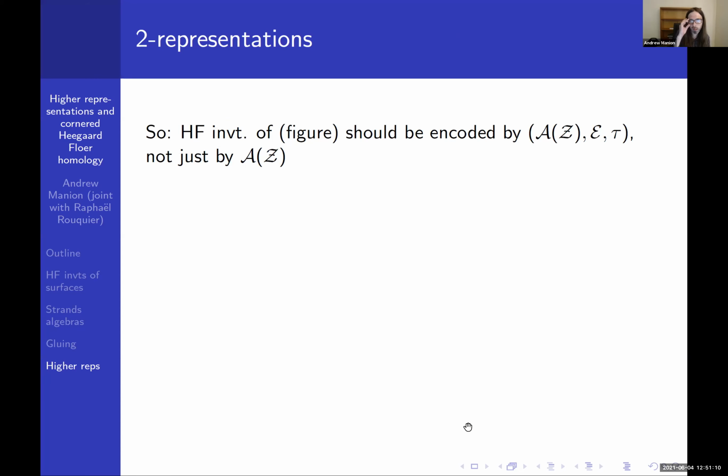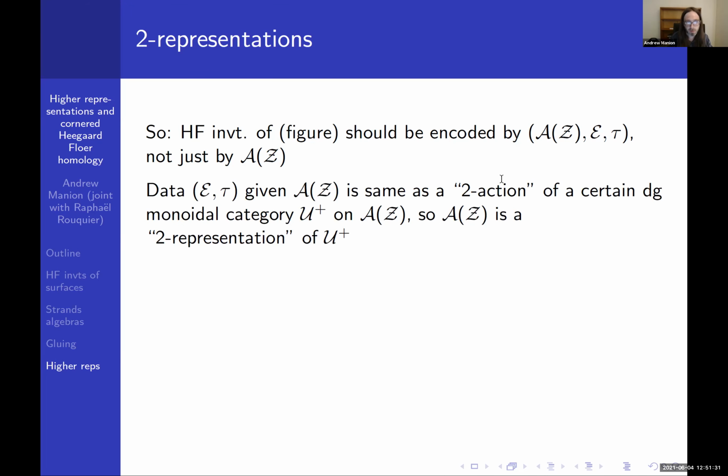So the upshot, what I'm trying to argue for, is that the Heegaard Floer invariant of a sutured surface should be encoded by this triple of data: the algebra, the bimodule, and then this tau endomorphism. And what this is, is a 2-action of a particular monoidal category. Maybe I'll go a little bit fast here.